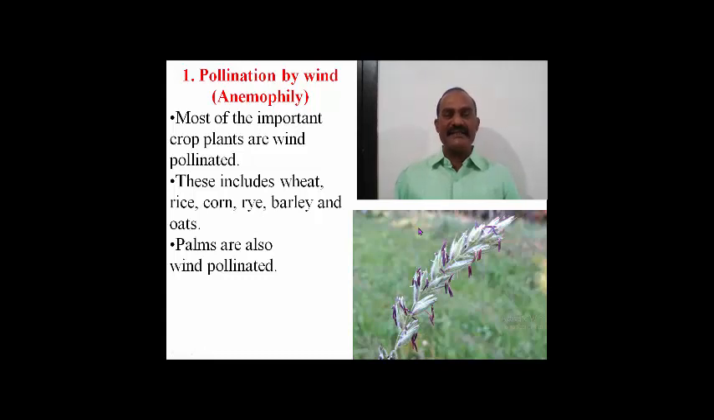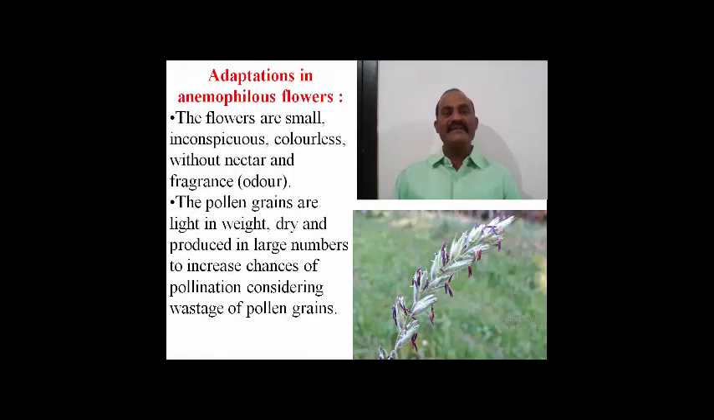Now what is the speciality of these wind pollinated, anemophilous flowers? We'll see the adaptations for anemophily. Generally, the flowers with anemophily are small in size, inconspicuous, colorless, without nectar and fragrance, as these are not required for attracting pollinating agents. The pollen grains are light in weight, so they can be driven with the wind. Even a small breeze can drive them away. They are dry and produced in large numbers to increase the chances of pollination, considering the wastage of pollen grain. So wastage of pollen grain is a major issue here, but to overcome that, the number of pollen grains is large.